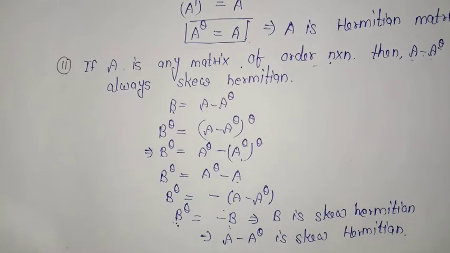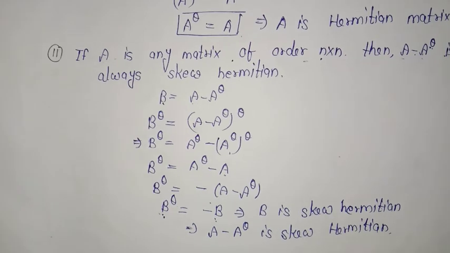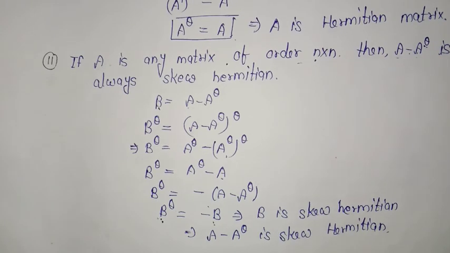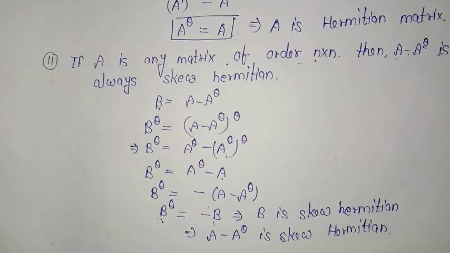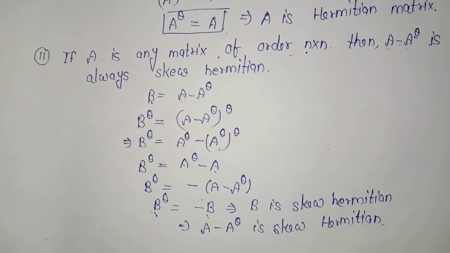Similarly, you can show that the sum of two skew Hermitian matrices and the difference of two skew Hermitian matrices are also skew Hermitian, provided that they exist. That is, A plus B and A minus B must exist.